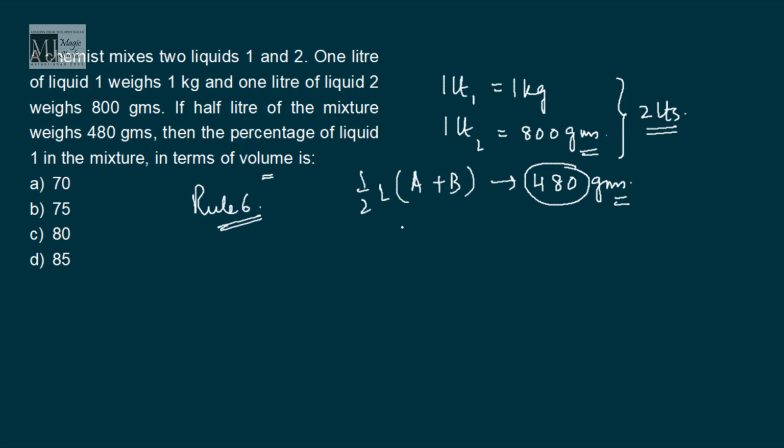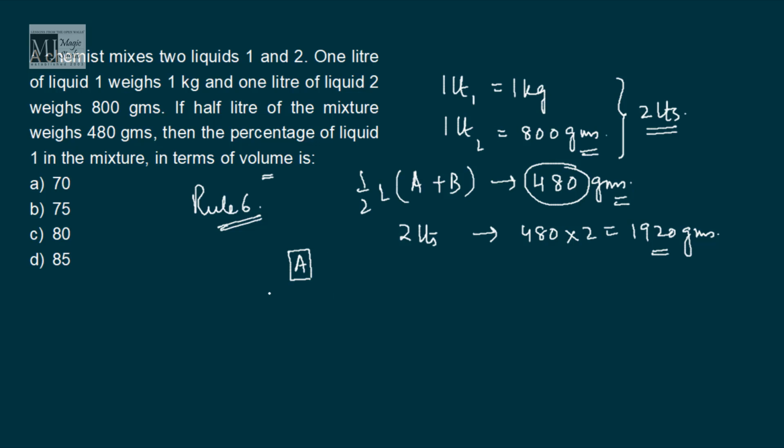This is a half liter mixture which weighs 480 grams. What would be the weight of 2 liters of such a mixture? 480 into 2, that is 1920 grams. If I have taken 2 liters of this mixture, the weight should be 1920 grams, or we can start with only 1 liter also. What if the entire mixture is of type A?